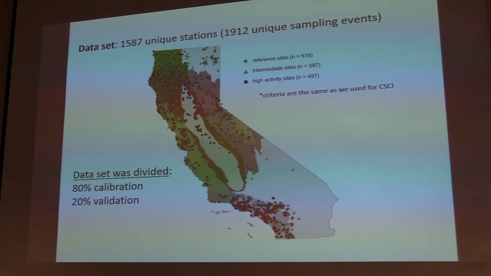We divided the data set into 80% calibration sites, which were used to develop the models and to establish the scoring system for each metric, and 20% validation sites. The validation sites were used to verify that the performance characteristics of the final index weren't just a fluke.